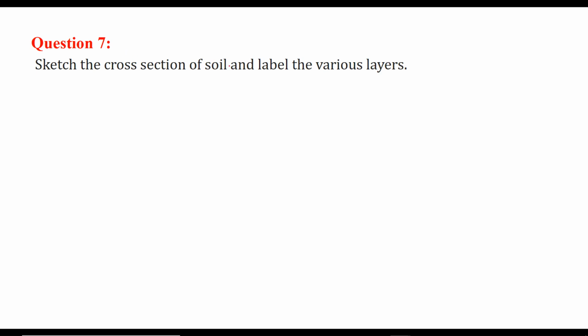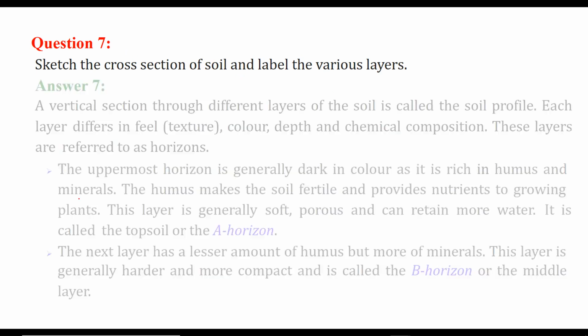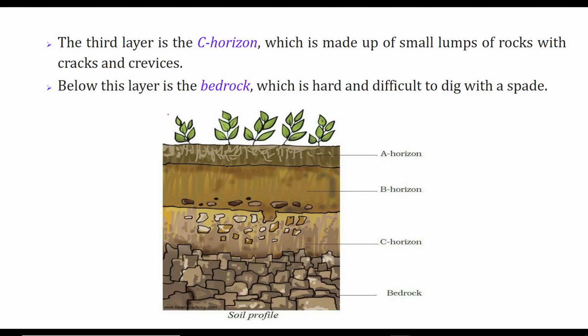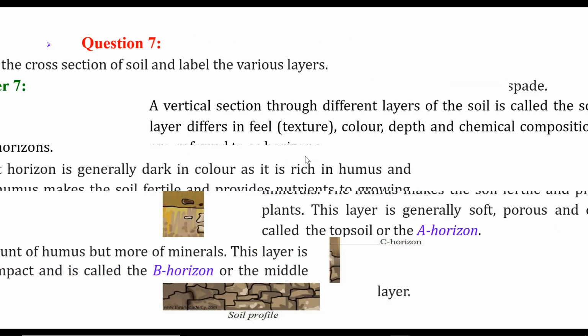Sketch the cross section of soil and label the various layers. So let me show you first. This is the first layer, which is A horizon, this is B, and this is C, and this is D. So what happens here is, see, this is very tough with rock, and this is not very tough, but it has humus, etc. So we'll take one by one.